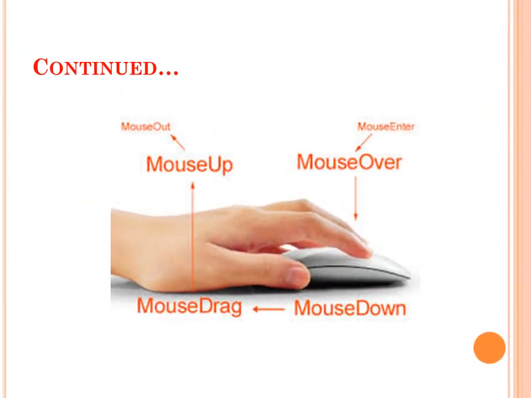Let's have a look at this picture. This picture shows the complete events of the mouse, that is left click, right click and drag. With the left finger we can use left click, with the right we can use right click, and in between there is a wheel we can use to scroll the page from up to down or from down to up. Look at this. This is showing mouse up, mouse over, mouse down, and mouse drag.